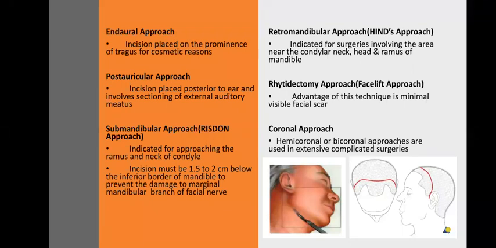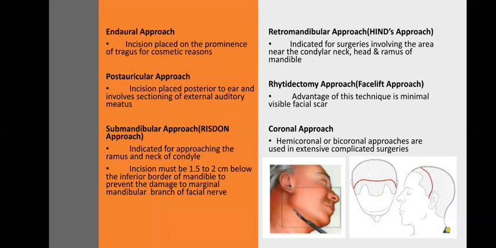The next one is the submandibular approach, as we could see in the first diagram, and that is also known as the Risdon approach. It is mainly indicated for approaching the ramus and the neck of the condyle. In this, the incision is placed 1.5 to 2 centimeters below the lower border of the mandible, so that damage to the marginal mandibular branch of the facial nerve is avoided.